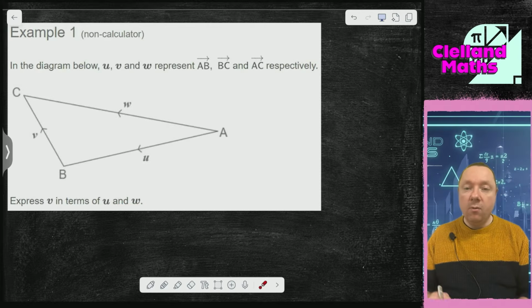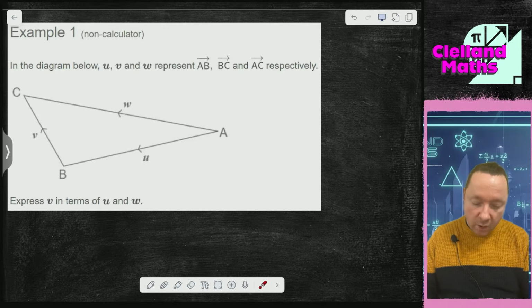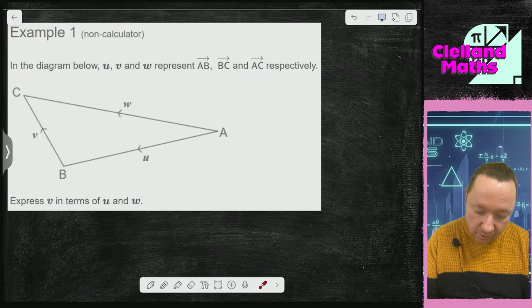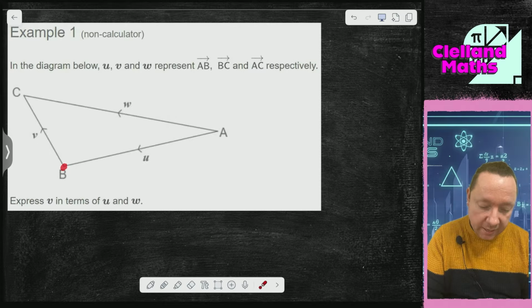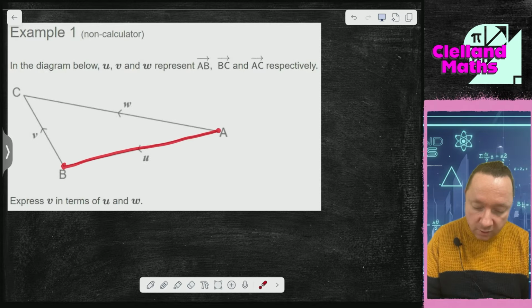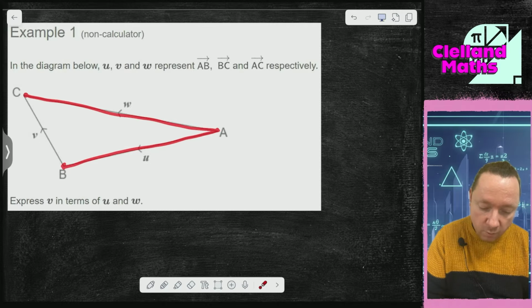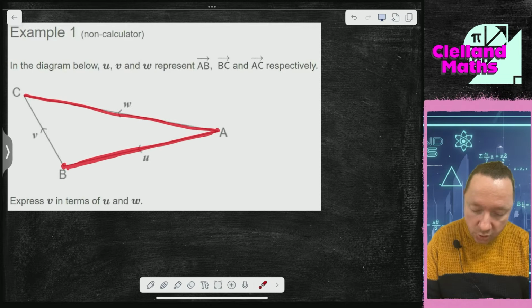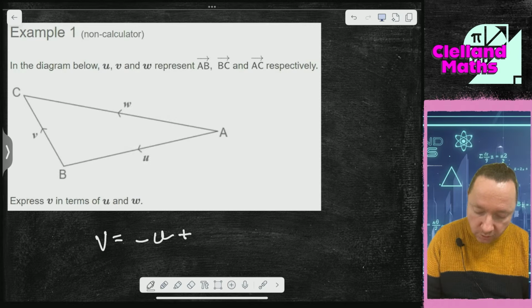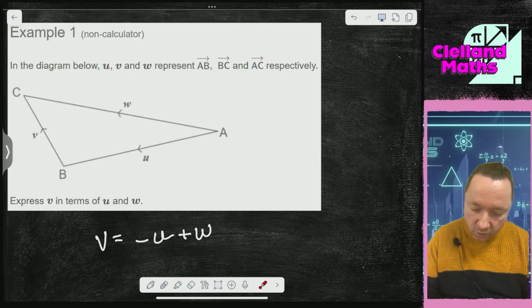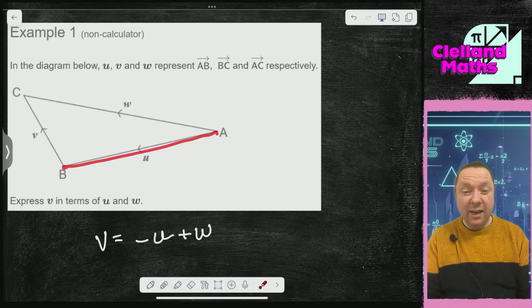So with vectors, it doesn't matter how you get where you're going, as long as you start and end at the same place. So I can directly go from B to C along V, but I can go a different way. I'm starting at B and I'm finishing at C, so I can take it from here and then from there. Well, where have I gone? I've gone minus U plus W. V is minus U plus W. Why minus U? Because that way is positive U, so if we go the opposite direction, it's minus.